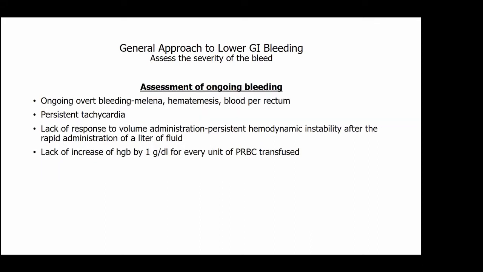The second thing is to assess the amount of ongoing bleeding. And that you assess by seeing if they're continuing to have any overt bleeding, such as melena, hematemesis, or if they're continuing to have blood per rectum. A persistent tachycardia suggests that the patient is still bleeding. And the lack of response to volume administration also suggests that the bleeding is ongoing, because they really should become stable after administering a liter of fluid. If the hemoglobin doesn't go up by 1 gram per unit transfused, then that also suggests that blood loss is ongoing.